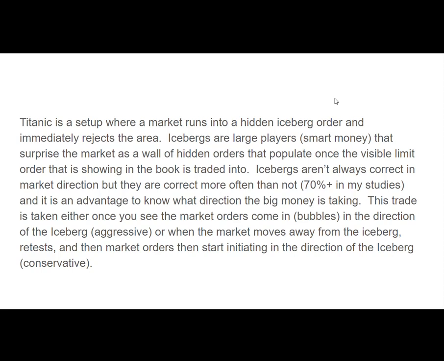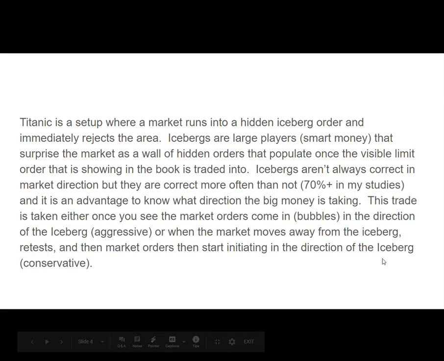Icebergs aren't always correct in market direction, but they are correct more often than not, 70% plus in my studies, and it's an advantage to know what direction the big money is taking. This trade is taken either once you see the market orders come in, bubbles in the direction of the iceberg, that's aggressive entry, or when the market moves away from the iceberg, retests, and then the market orders start initiating in the direction of the iceberg. That's conservative. And we'll go over the different examples like we did with the Dumb and Dumber setup.